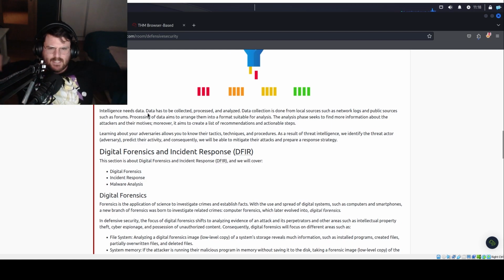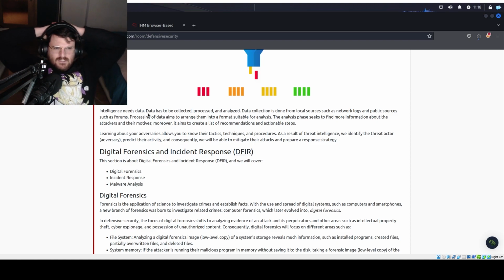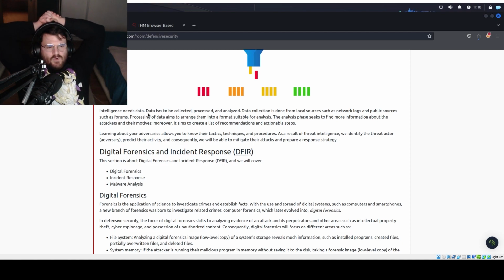Intelligence needs data. Data has to be collected, processed, and analyzed. Data collection is done from local sources, such as network logs, and public sources, such as forums. Processing of data aims to arrange them into a format suitable for analysis. The analysis phase seeks to find more information about the attackers and their motives. Moreover, it aims to create a list of recommendations and actionable steps.